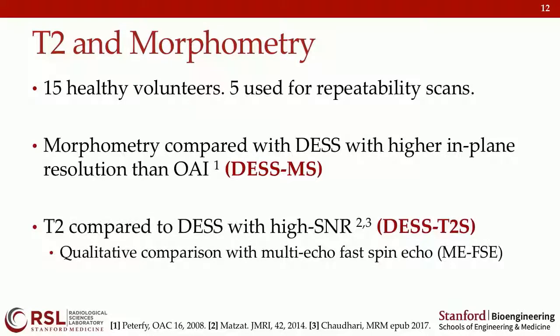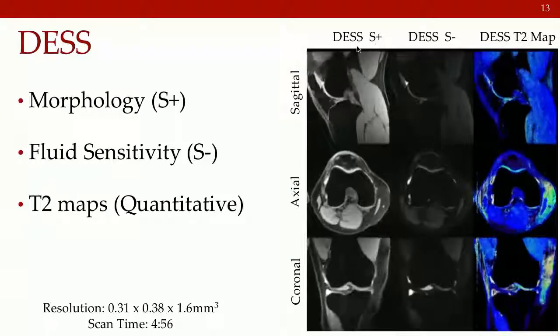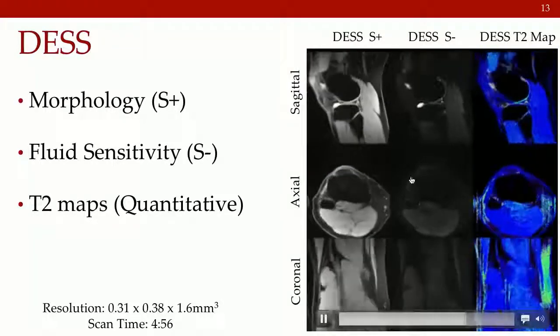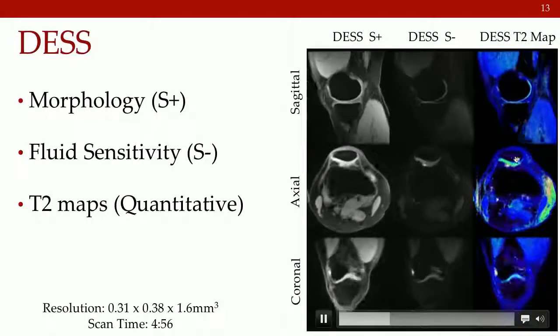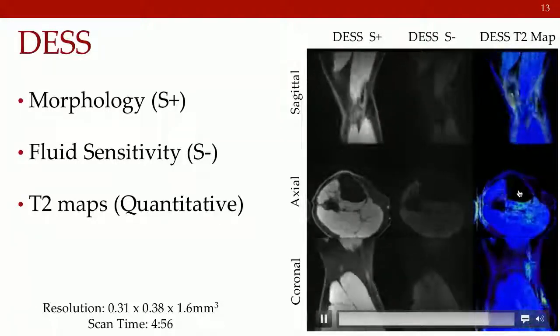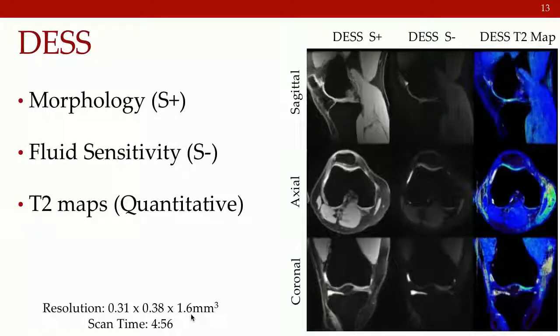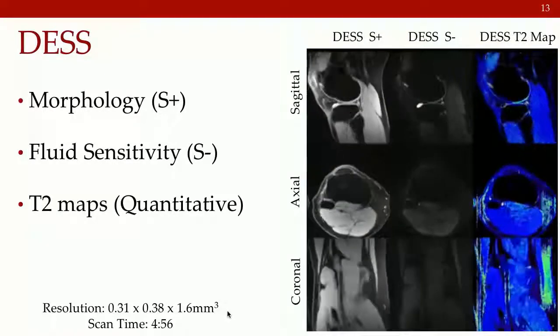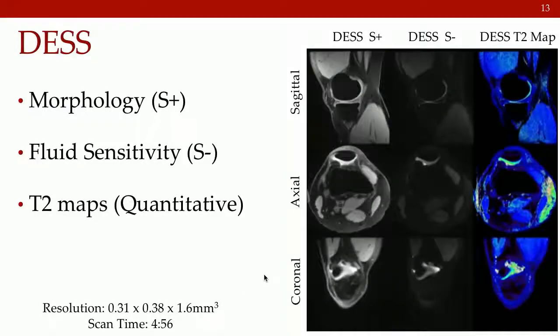So in this case, we examined DESS to look at both morphometry and T2 quantification. These are the first echo images in the first column, the second echo images with more of a T2 weighting in the middle column, and then on the right side is the quantified T2 map, which can be calculated from the DESS data. And this is not an isotropic resolution acquisition, but good enough that you can get reasonable reformats in about 5 minutes.